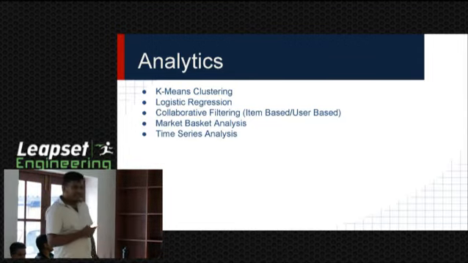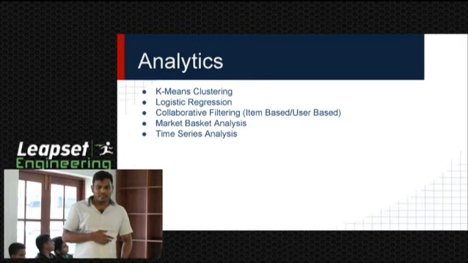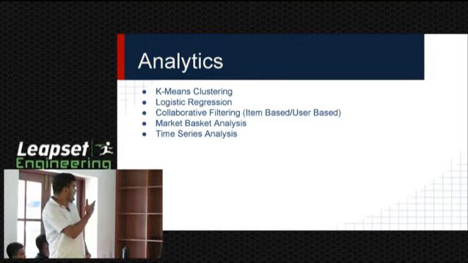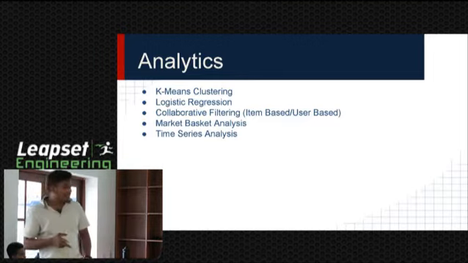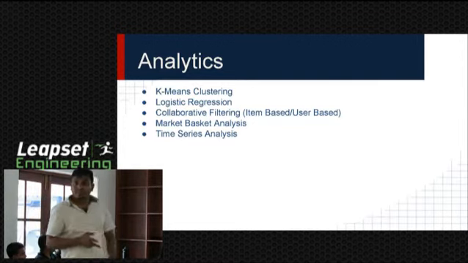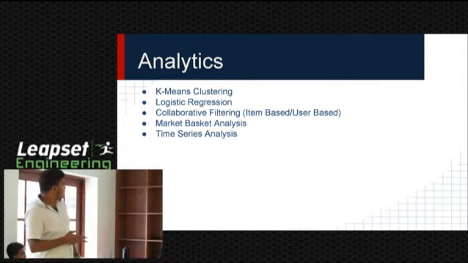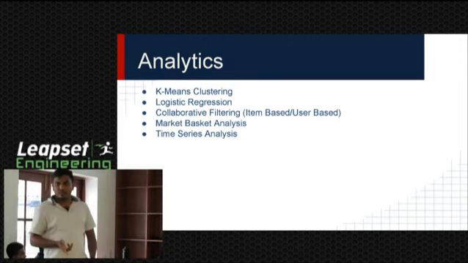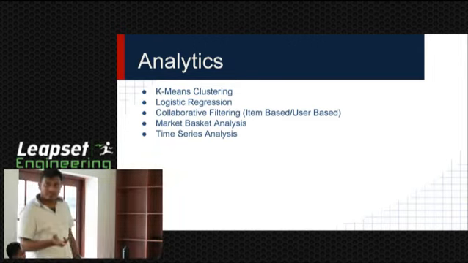The collaborative filtering is used by many websites like eBay and Amazon. So there we use two algorithms, item-based collaborative filtering and user-based collaborative filtering. Again, this also involves some machine learning through Mahout, Apache Mahout, another Apache project.